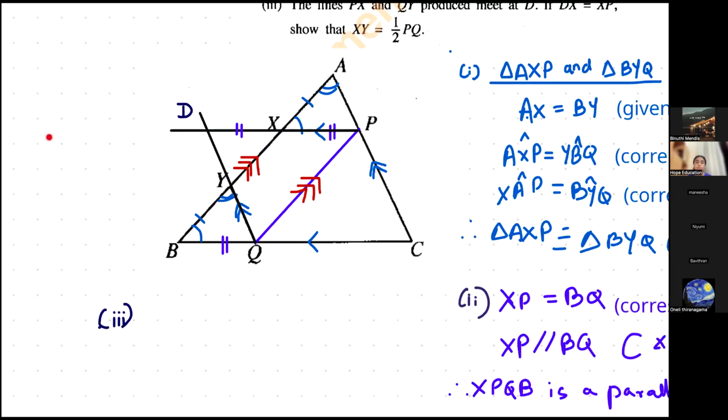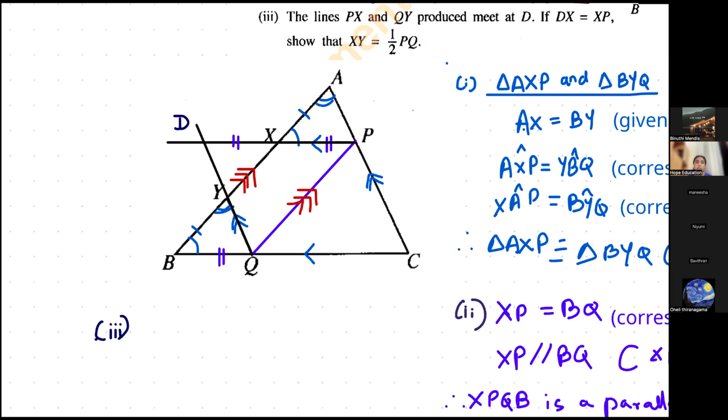Okay, let's see. Take this triangle here, right? So this is the triangle that I'm highlighting now. This is the triangle we need to consider. In this triangle, this length and this length are equal. DX equals XP. The reason is because they have given it, no? They have given DX equals XP.